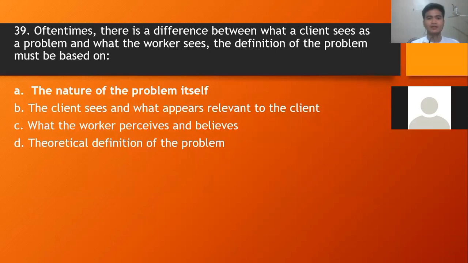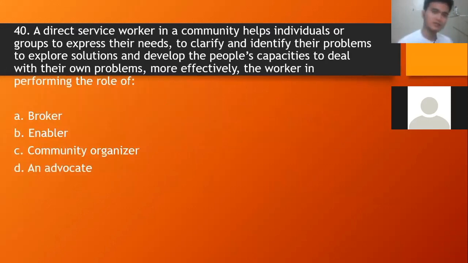Number 40. A direct service worker in a community helps individuals or groups to express their needs, to clarify, identify their problems, and explore solutions, develop people's capacity to deal with all problems more effectively. The worker performing the role of, what's your answer? B po ang sagot ko dyan. A, enabler, broker. A, broker, enabler.